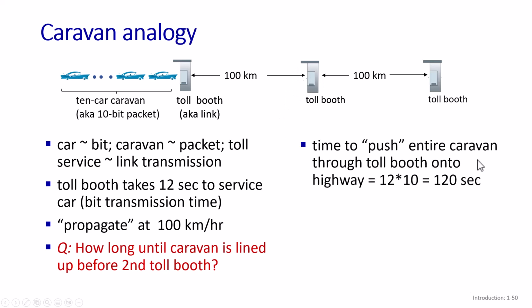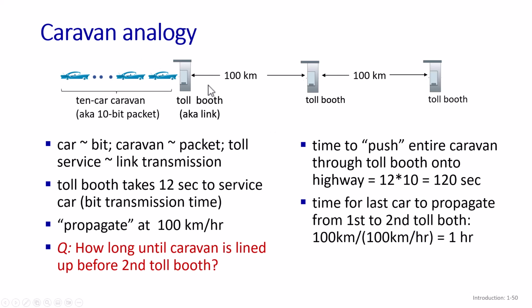Okay, so the time to push the entire caravan through the toll booth onto the highway is 12 times 10, right? Each car takes 12 seconds, and then there are 10 cars, so the total processing time in this toll booth for this caravan is 120 seconds, actually 2 minutes. Now, the time for the last car to propagate from the first booth to the second booth actually takes about an hour, because each car is going with a speed of 100 kilometers per hour, and the distance is 100 kilometers. So if we divide the distance over speed, then we reach the result of 1 hour.